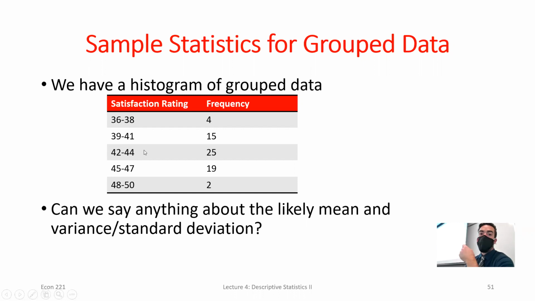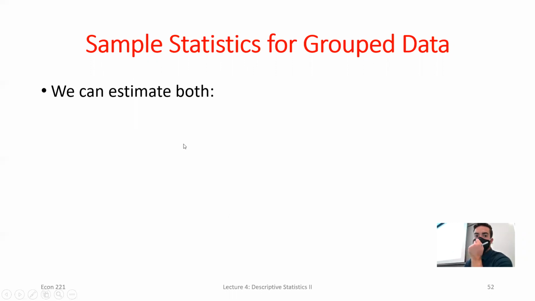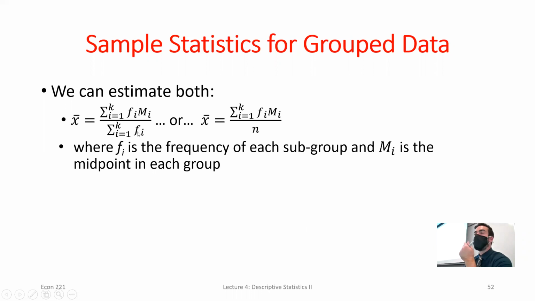So I'll use the midpoints and I'll use these frequencies, but now I do it just like I did the weighted mean. 37 times 4 plus 40 times 15 plus 43 times 25, so on and so forth. Once I add all those up, I then divide by the sum of my frequencies, right? So it's the exact same process as what we did with the weighted mean. The only real difference there was we had to use the midpoint. So that was the only tricky part, okay?